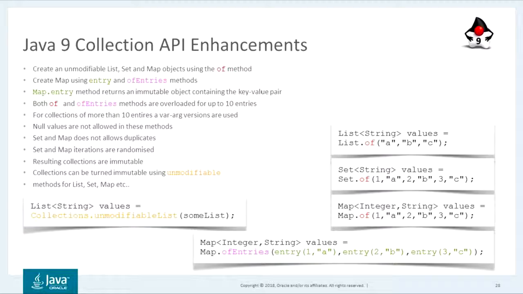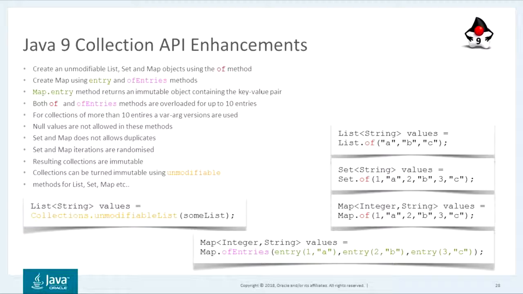Okay. You can also take any existing collection, which is a normal mutable collection, and create an immutable collection out of it by calling the unmodifiable methods. Unmodifiable list, unmodifiable set, etc. So perform that conversion to get your quick read-only collection out of any other collection that you have.